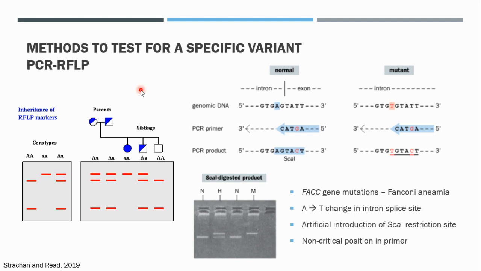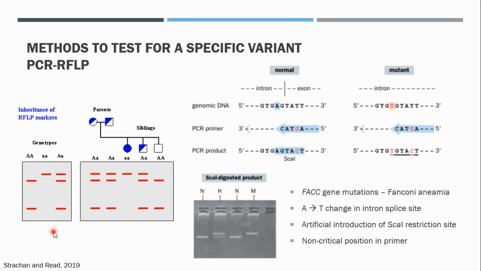The next method that can be used to test for a specific variant is PCR-RFLP. We have covered this technique before, so I will just touch on this method and look at how it can be used to genotype for SNPs. So we've spoken about how RFLP combined with PCR can be used to amplify a specific region. Once the PCR product has been amplified, it will be digested with a restriction enzyme that binds to a site that is known to contain the mutation or single nucleotide polymorphism.